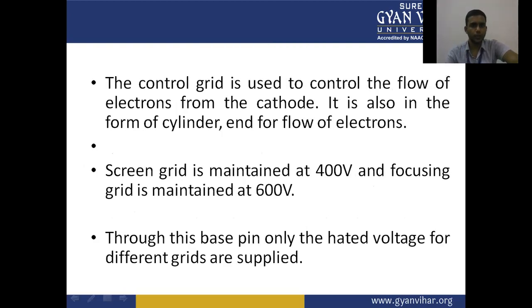The control grid is used to control the flow of the electrons from the cathode. It is also in the form of a cylinder for the flow of the electrons. The screen grid is maintained at 400 volts, and the focusing grid is maintained at 600 volts. To the base pins, only the rated voltages for the different grids are supplied.